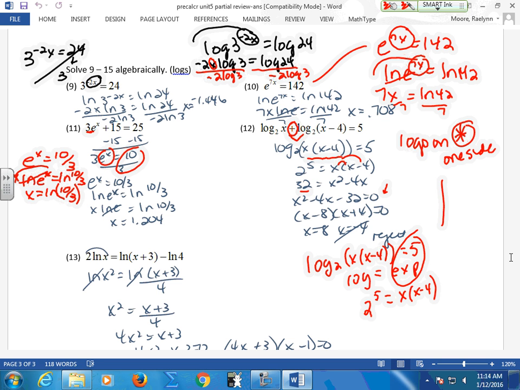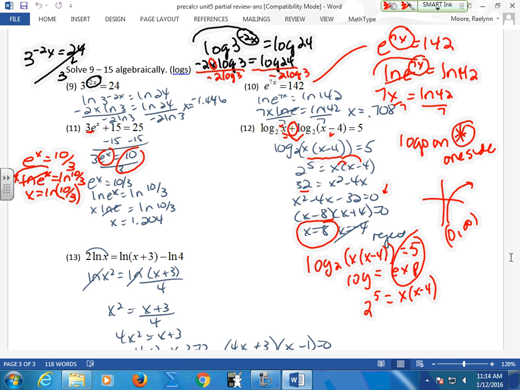Because your domain of a log is 0 to infinity, you cannot take the log of 0. You cannot take the log of a negative number. So check these guys. If I stick a -4 in this x, I can't take the log of a negative number. So I reject that one. And my 8 says this one would be okay, and this one would be okay. So there's my answer.